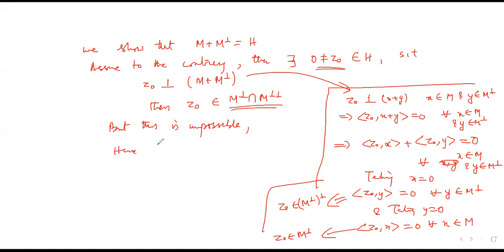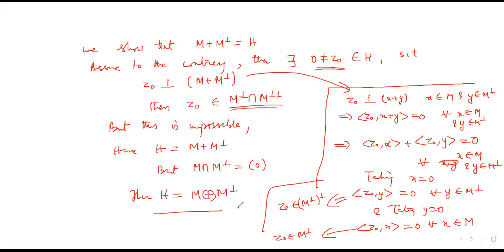Hence H is equal to M plus M perp. But we already know M intersection M perp is 0. Then it implies that this representation is unique. And unique means we can write it like this. And we are done.